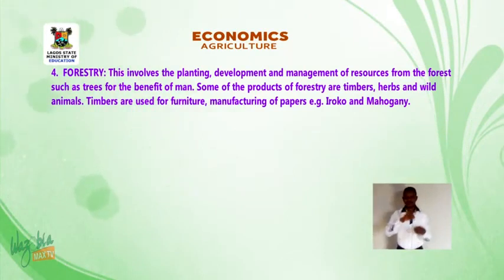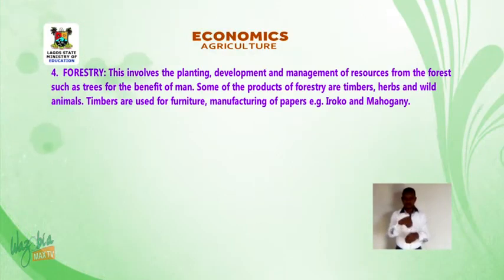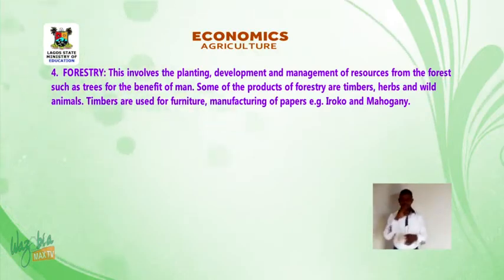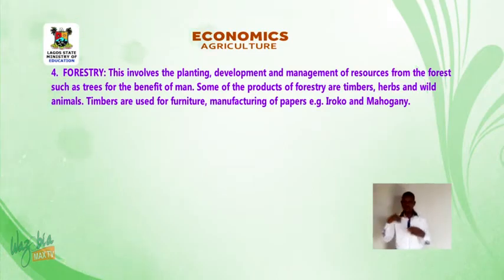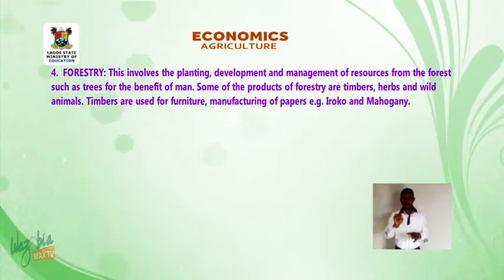Number 4. Forestry. This involves the planting, development, and management of resources from the forest, such as trees, for the benefit of man. Some of the products of forestry are timbers, herbs, and wild animals. Timbers are used for furniture and manufacturing of papers. Examples are iroko and mahogany.